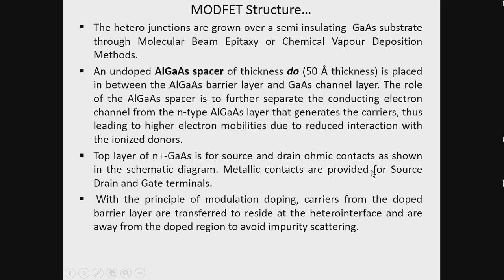The metallic contacts are provided for source, drain and gate terminals. With the principle of modulation doping, carriers from the doped barrier layers are transferred to reside at the heterointerface and are away from the doped region to avoid impurity scattering. That is the function of the spacer, which keeps the carriers from taking part in impurity scattering.